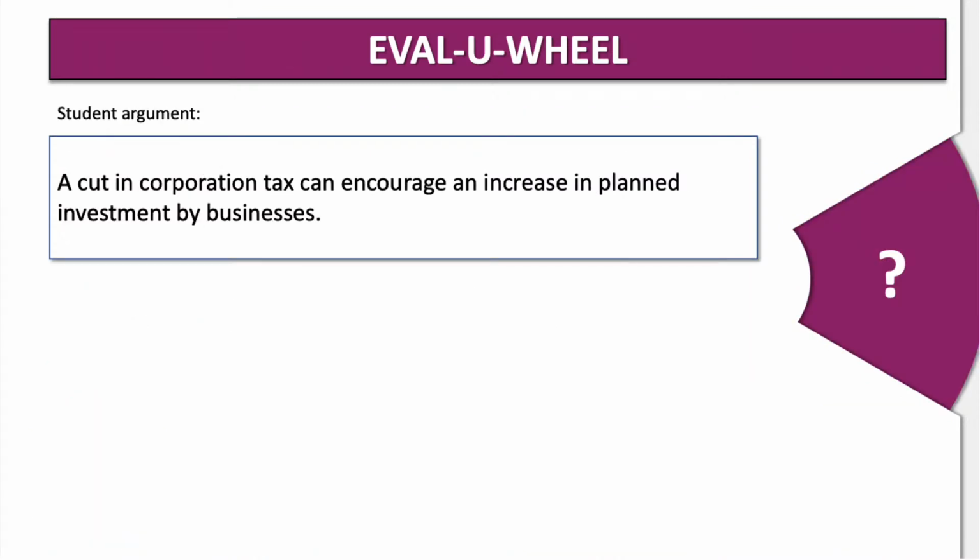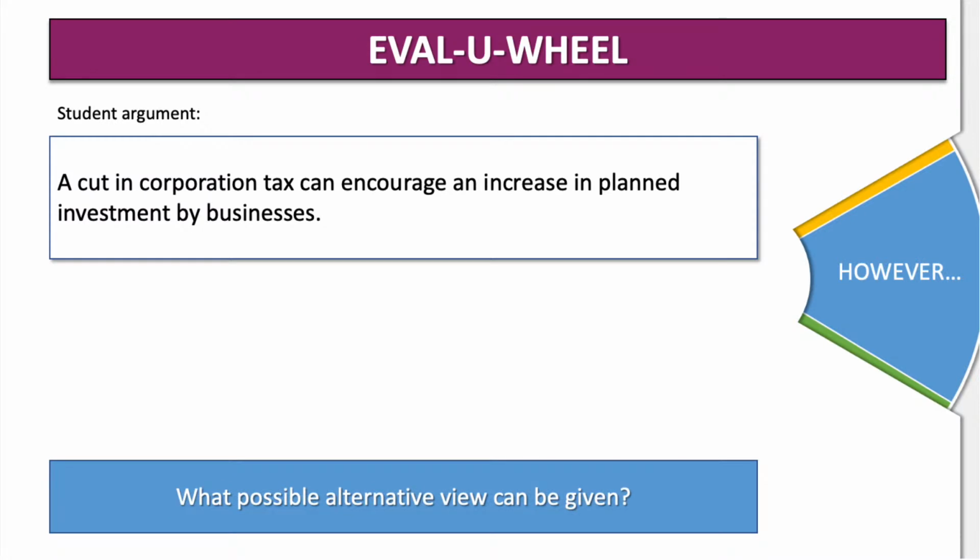I'm going to get the wheel to be spun by John, and we'll see which evaluative term we get come up. It's the word however. So you've got to come up with an evaluative phrase to follow on from the sentence. A cut in corporation tax can encourage an increase in planned investment by businesses. That would certainly be true. It would give them more retained profits that they could invest with. But, however, what would you say following that?